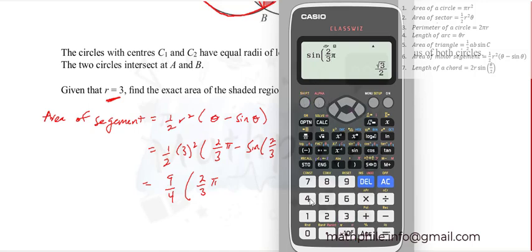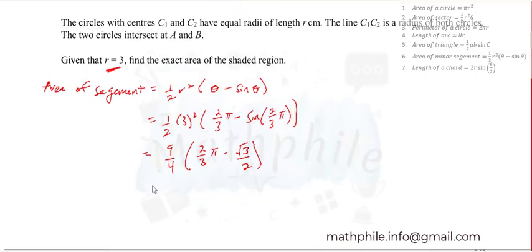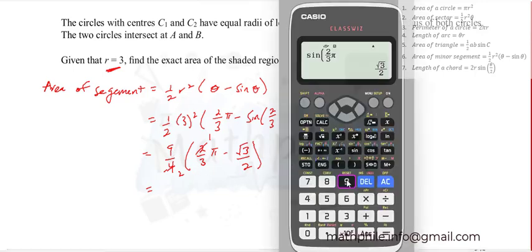This is equal to √3 over 2, so √3 over 2. We can now distribute, and if you do that, 9 over 4 times 2 over 3: 2 goes into this 1 and goes into this 2 times. Then 3 goes into this 1 and goes into this 3 times. But if you don't want any trouble, just get your calculator.